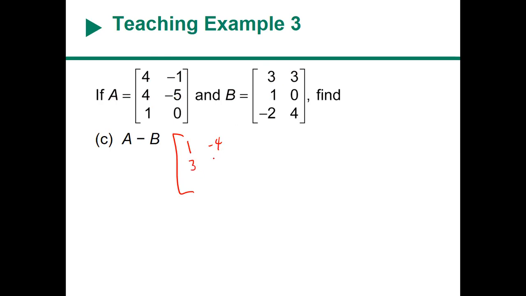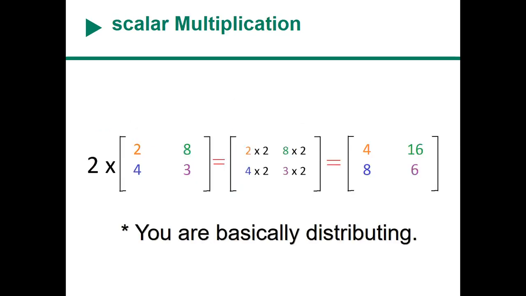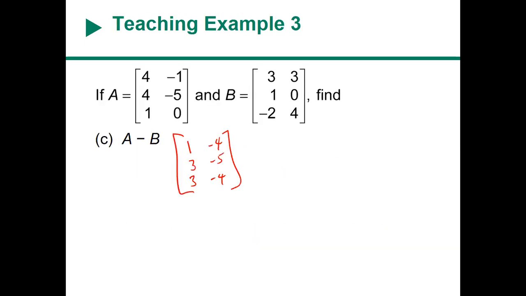-5 minus 0 is... 1 minus -2, and 0 minus 4, -4. Okay? A minus B is not the same as B minus A. It's going to be different. There is not a commutative property for subtraction, only for addition. Okay? So now we're going to do multiplication. Are we good with addition and subtraction?